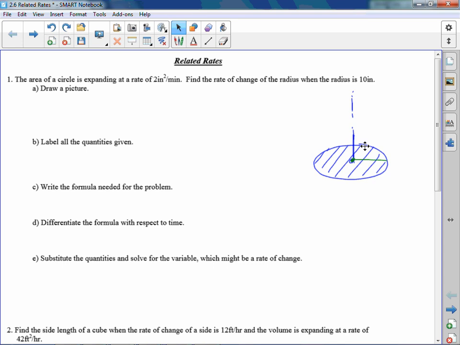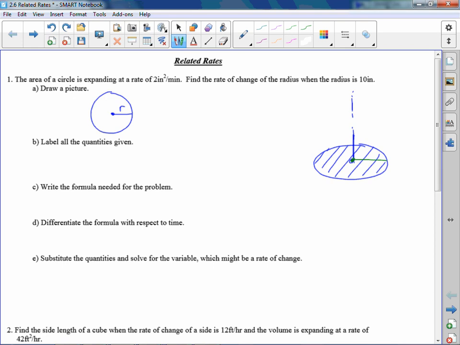So what we want to do first is draw a picture. This doesn't say anything about a puddle. We could use this, or we could just draw a circle. And you don't want to put any quantities in it yet, no numbers, that is. You just want to label your circle maybe with just an R for radius.